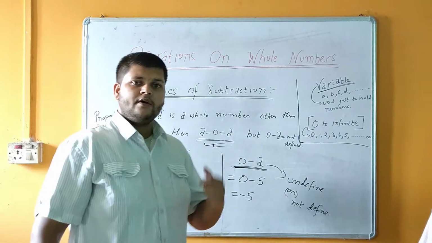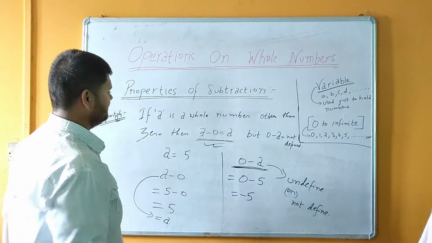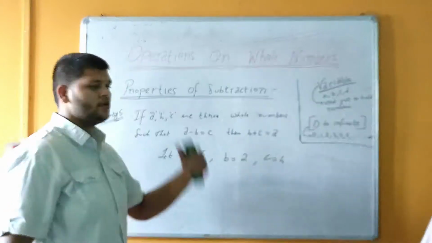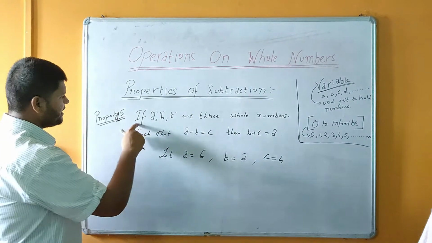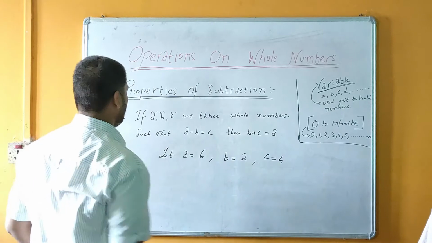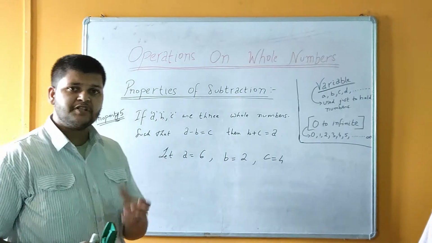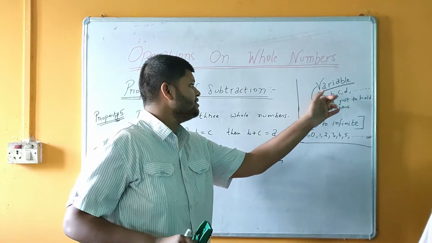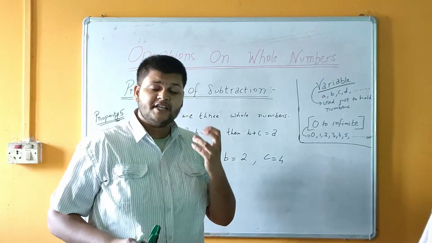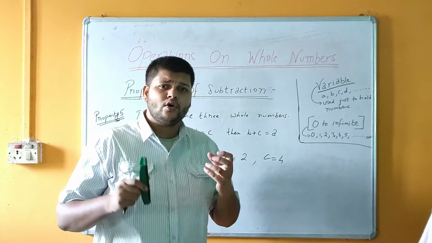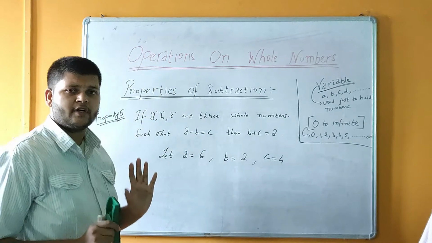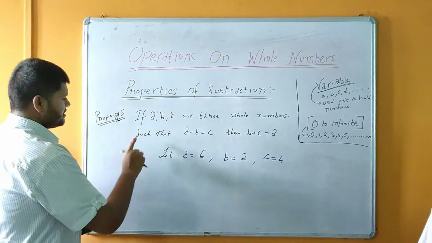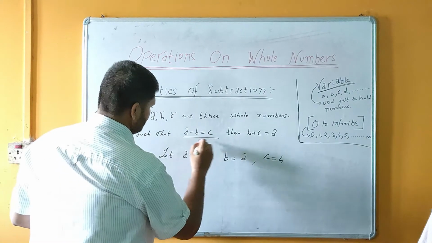Now I am going for property 5. I am erasing this. Alright, now we are looking at property 5 in case of subtraction on whole numbers. What is that property? Here, if A, B, C are 3 whole numbers, these are variables, A, B, C, D, and these variables are used to hold whole numbers in this chapter. So here A, B, C are 3 whole numbers such that A minus B equal to C.